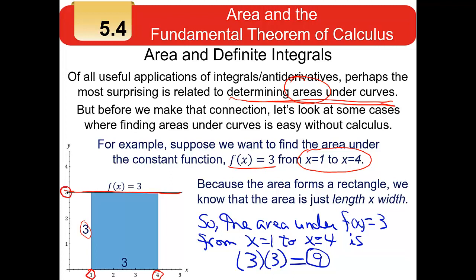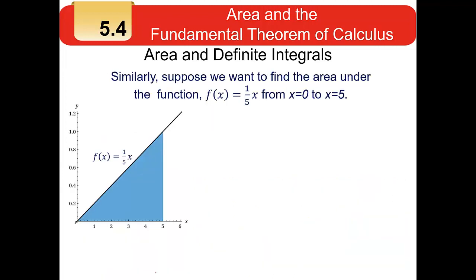And it's not just squares and rectangles. What if you have this function? If I gave you the function f of x equals 1/5 x, that's just a line with a slope of 1/5 and a y-intercept of 0. If you were to plot a couple of points, you can see what it looks like. It looks just like this picture. And you want to find the area from 0 to 5. So you're starting over here at 0 and you're going to 5.